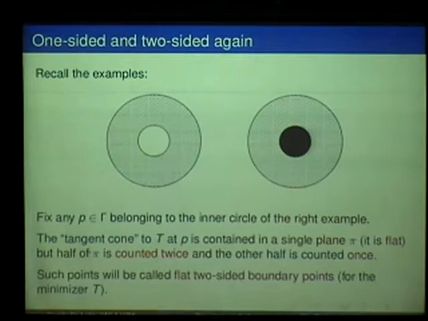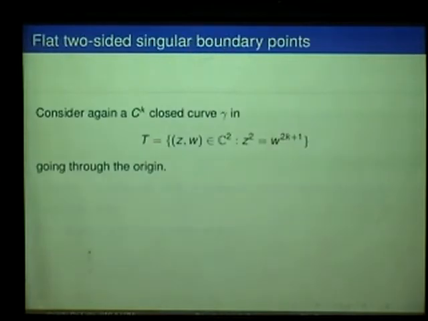So we will call such points two-sided boundary points, but we will also call them flat, meaning that the tangent cone is flat, right? Because you could actually have points where the tangent cone is not flat and the surface is lying on both sides. Okay? Now, there is a fundamental problem here, that at points at the boundary which are flat and two-sided, I cannot claim that I have full regularity.